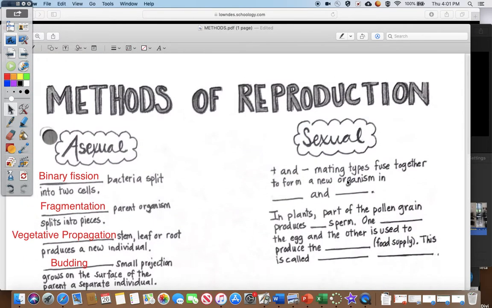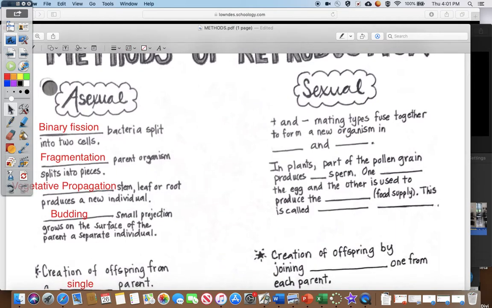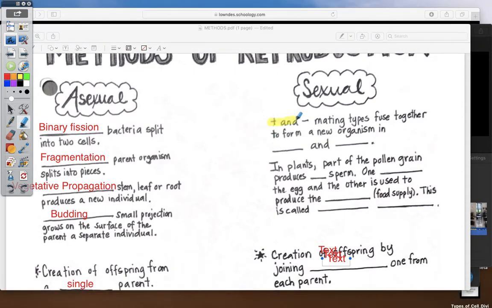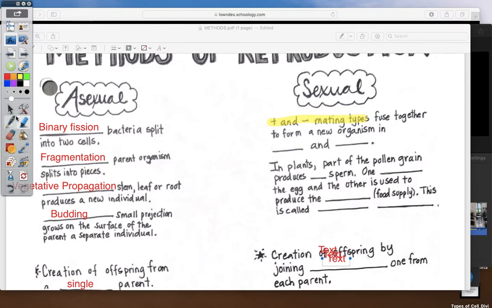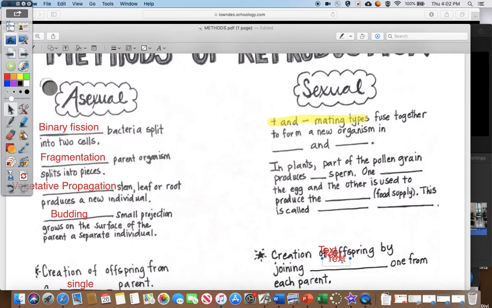All right, then we come over here to sexual reproduction. And remember, sexual reproduction is going to involve two parents or two cells. So here, you've got a big hint right here because it says plus and minus mating types. So that means there's two different types of mating types, and they're coming together, they're fusing together to form a new organism. So this would be a type of sexual reproduction, and there's really no name for it. It's just the plus and minus mating types. This is what you're going to find in fungi and in some protists.